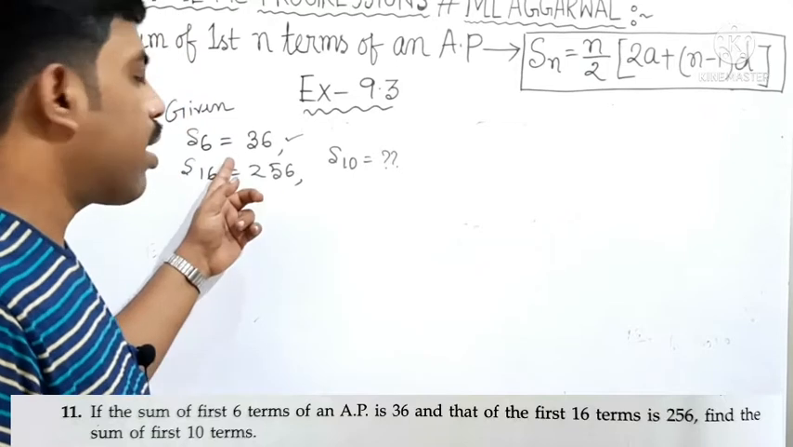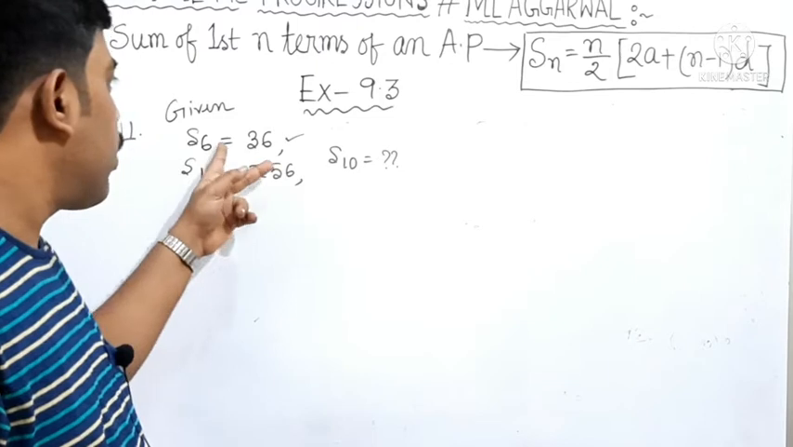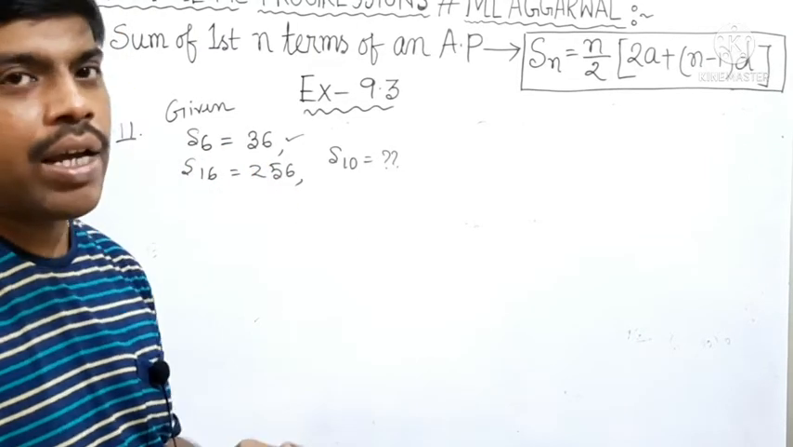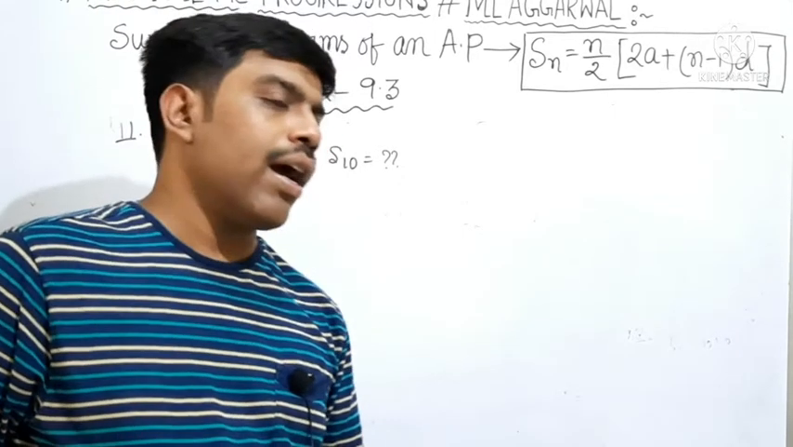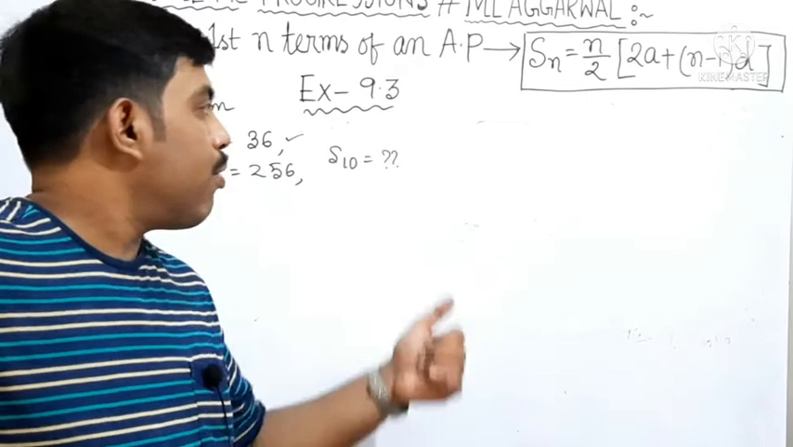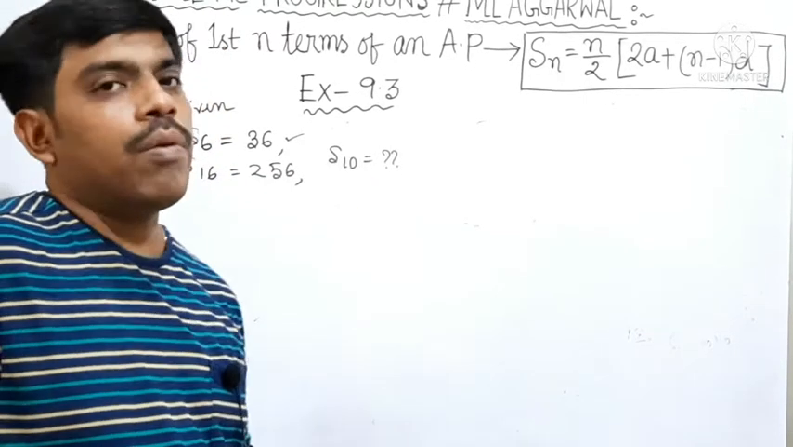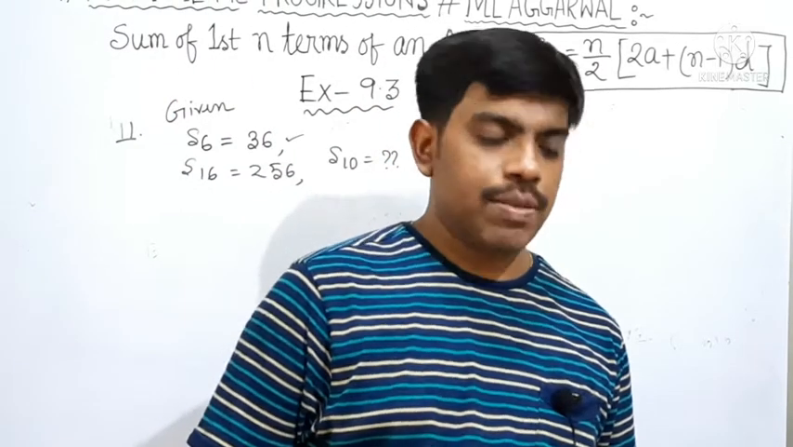Just take the first term as A and the common difference as D. From these two conditions you get two equations and there are two unknown variables. So you can find the values of A and D, and after getting the values of A and D you can find the value of S10. So you will solve that problem at home and it is your homework. Okay, so I will go to the next problem.